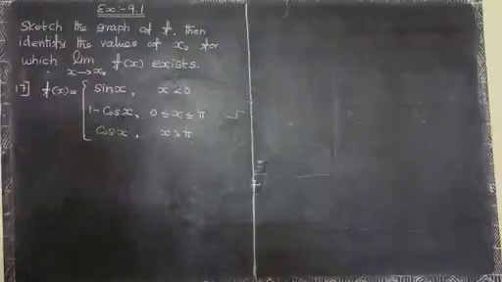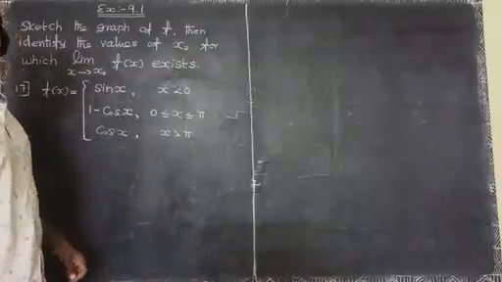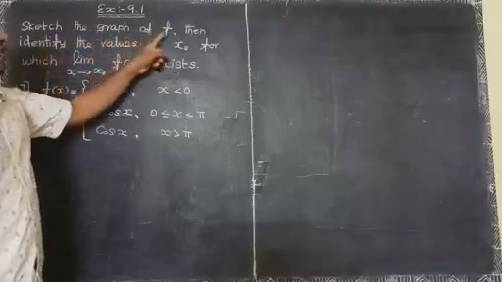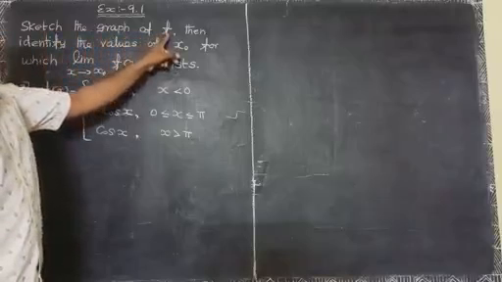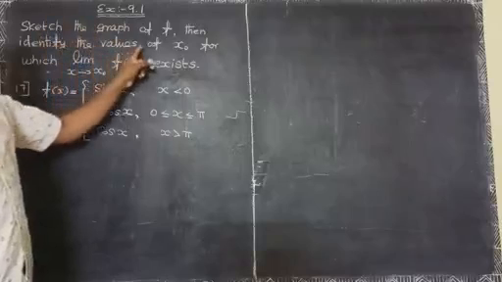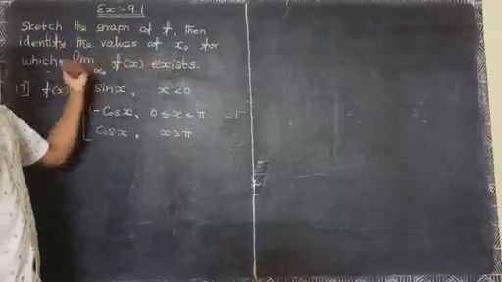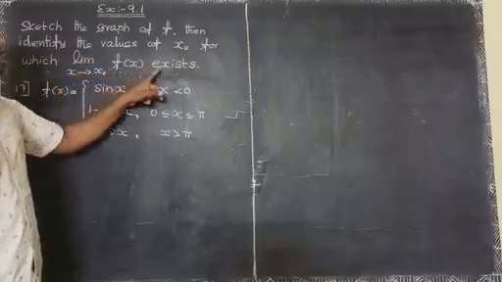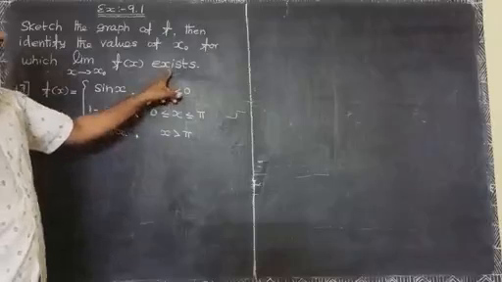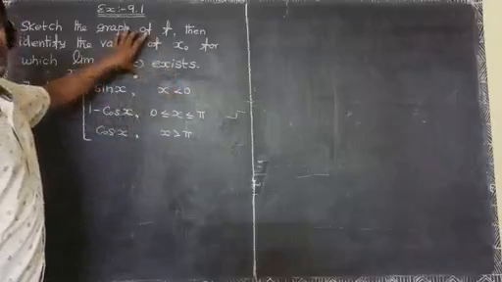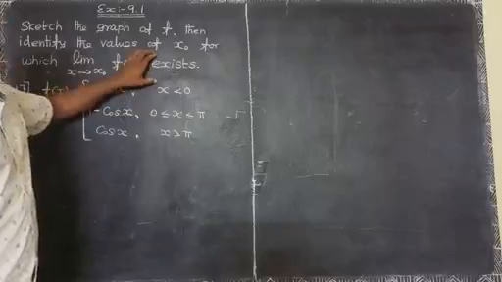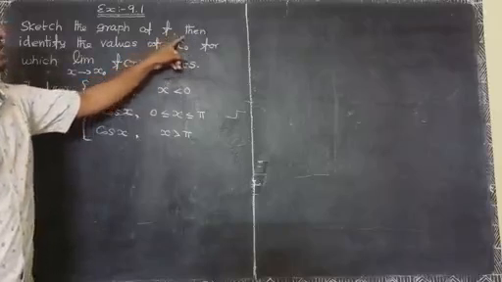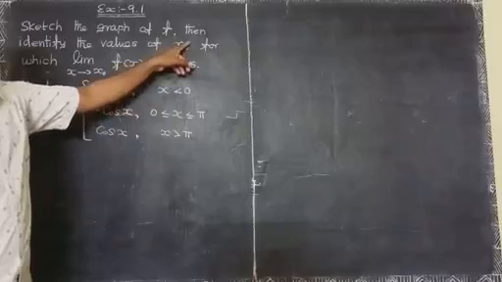Hi students, exercise 9.1. Sketch the graph of the function f, then identify the values of x0 for which the limit as x approaches x0 of f of x exists. It means f of x exists, find the value of x0. Find the value of x0, that is the limit.